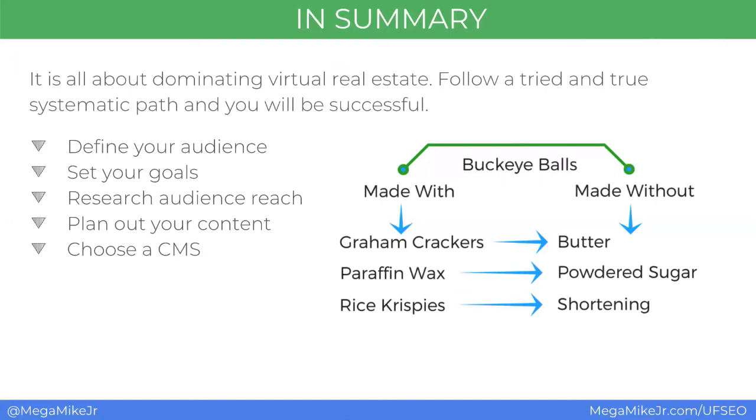So this is perfect. This is my example that we talked about: I want to rank for buckeyeballs. I know my categories or my child pages are going to be made with and made without. So I want things that are talking about buckeyeballs made with, for example, graham crackers, made with paraffin wax, made with Rice Krispies. And then I want to talk about buckeyeballs that are made without. So I want to say, for example, made without butter, made without powdered sugar, made without shortening, for example.